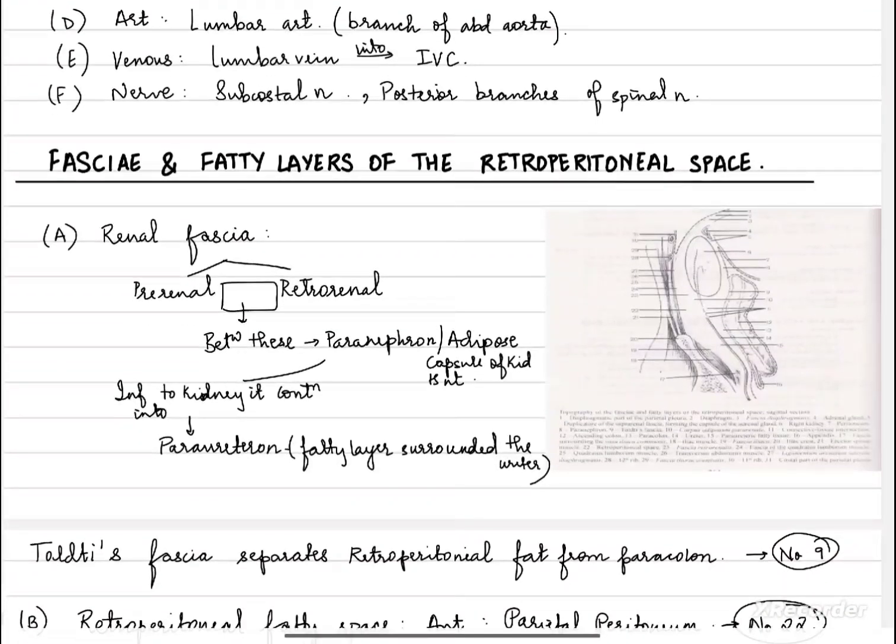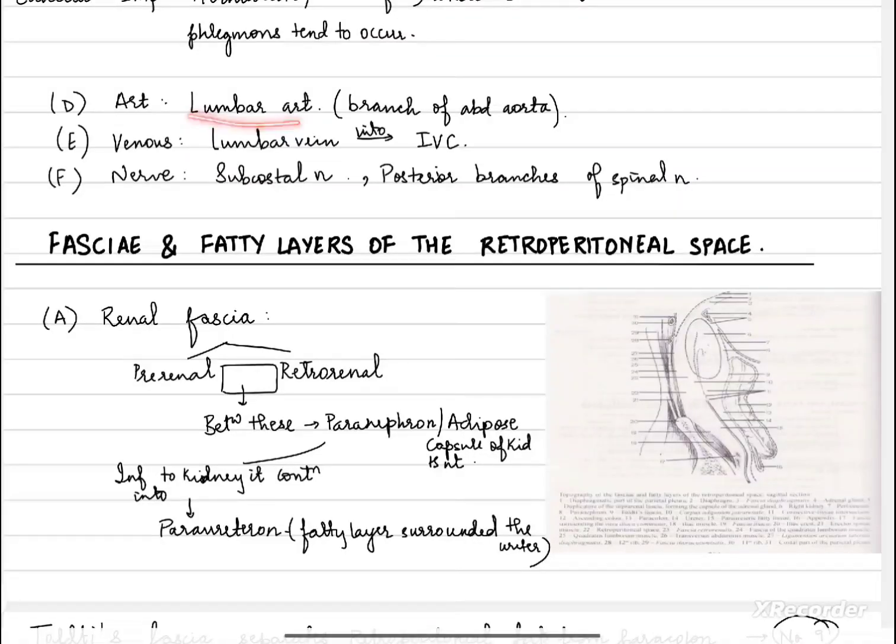Now what is the arterial supply? Lumbar artery, branches of the abdominal aorta. Venous is lumbar vein, which drains into inferior vena cava. Nerves are subcostal nerve and posterior branch of spinal nerve.